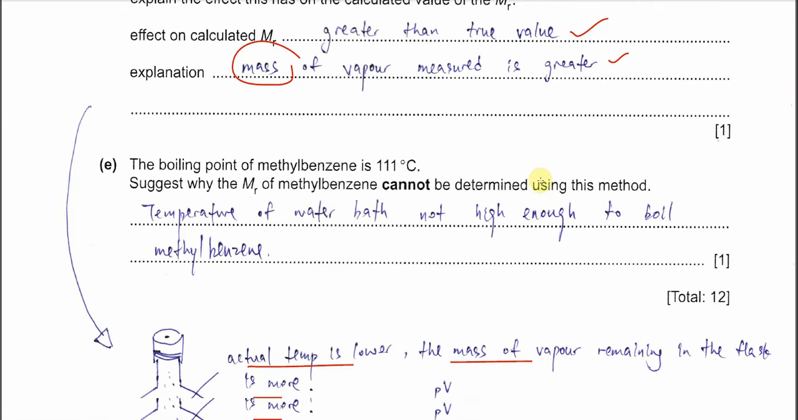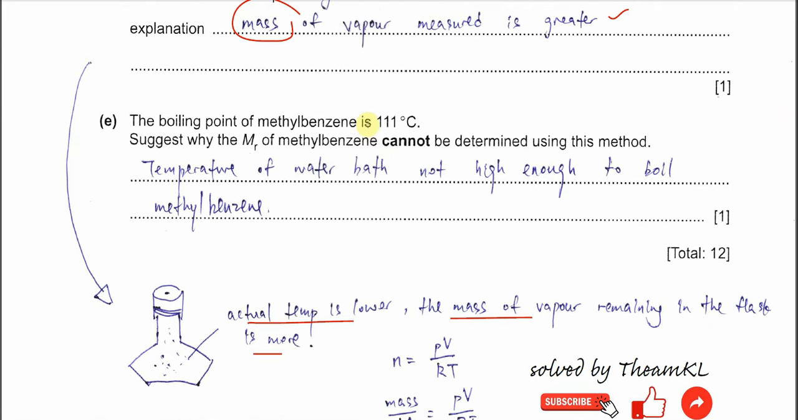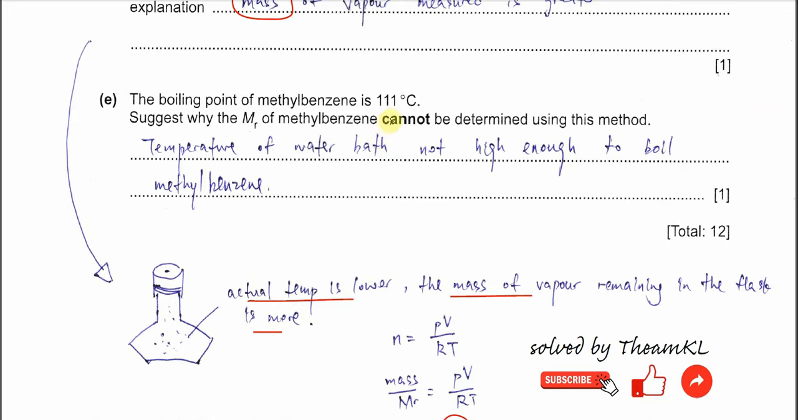Okay, part E. The boiling point of methyl benzene is 111 degrees C. Suggest why the molar mass of methyl benzene cannot be determined using this method. It's quite easy because boiling water is only 100 degrees C. Since the boiling point of methyl benzene is much higher than this, it will still remain as a liquid most likely. It will not fully form gas or vapor. That's the reason: the temperature of the water bath is not high enough to boil the methyl benzene. Okay, that's all. Thank you.